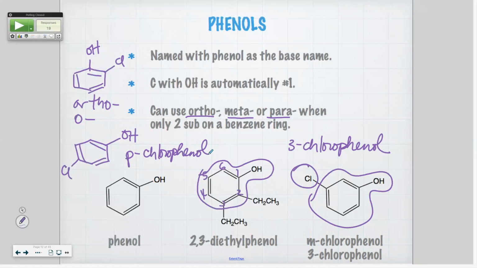And you can only use ortho, meta, and para when there are only 2 substituents on the benzene ring. See this one down here? The first one that we named, you have to use numbers because there's more than 2 substituents. Otherwise, it's confusing. If you said ortho-ethyl and meta-ethyl, or ortho-meta-diethyl, well, you could have one up here and one down here. So it's confusing unless there's only two substituents. It's a really old system that's just been around forever, and the IUPAC just said, all right, we'll just go with it. I guess that's what they said.